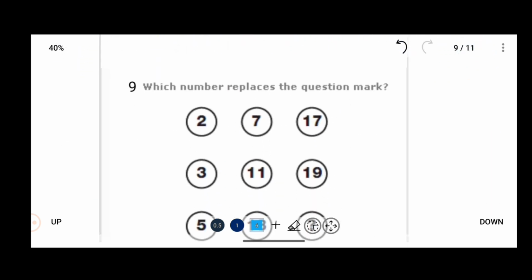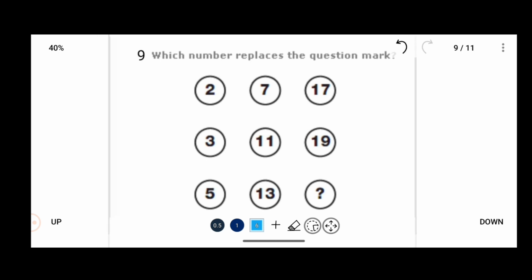Now let's move to the next puzzle, and here again you have to identify the missing value, that what would be here, right? So just pause the video and try to solve it by yourself, and then we will look at the solution, right?